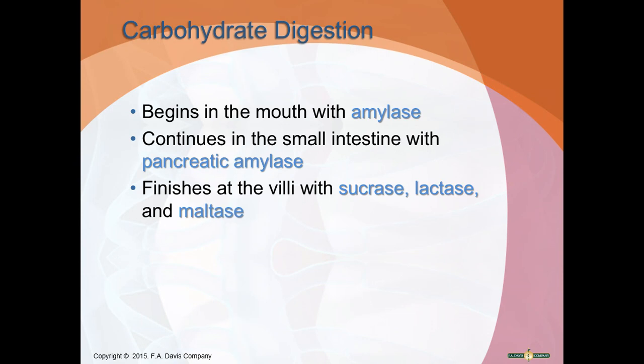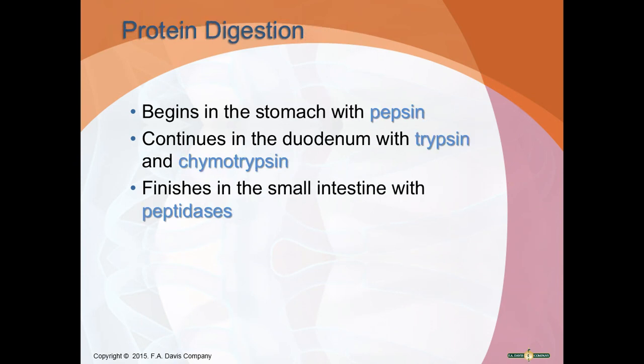So that process is step by step on page 404 with the pictures. Protein digestion on page 405 begins in the stomach with pepsin, continues in the duodenum with trypsin and chymotrypsin, and finishes in the small intestine with peptidases.